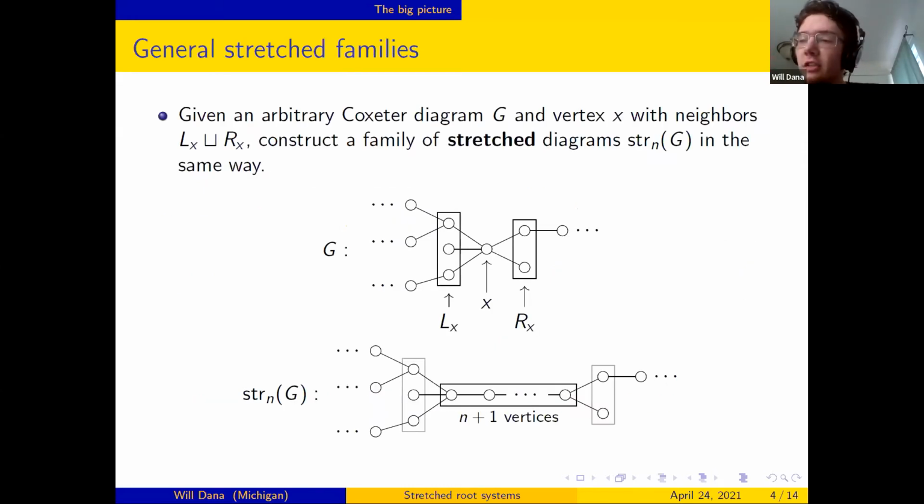This is a construction that we could perform on pretty much any graph, as long as we include a little extra data. So if we're given an arbitrary Coxeter diagram G, a particular vertex X where we're going to do this path insertion, and then a partition of the neighbors of X into left neighbors and right neighbors, L_X and R_X, then with that data we can construct a family of stretched diagrams, which I'll denote Str_n(G), in just the same way as on the previous slide. We replace X with this path of n+1 vertices, hook up the left end of the path to the left neighbors, and the right end of the path to the right neighbors. And you get a family of diagrams just as before.